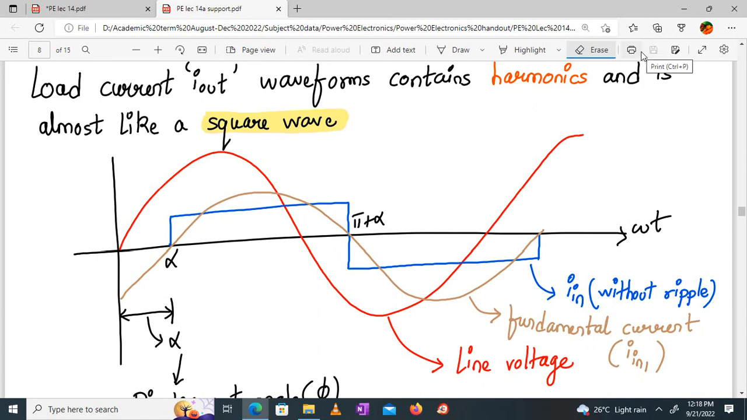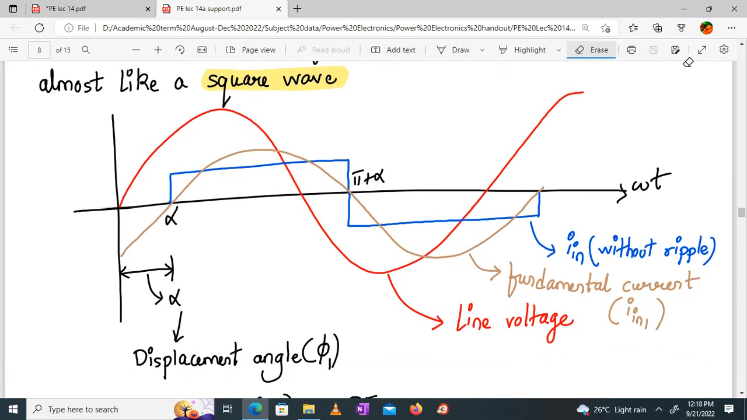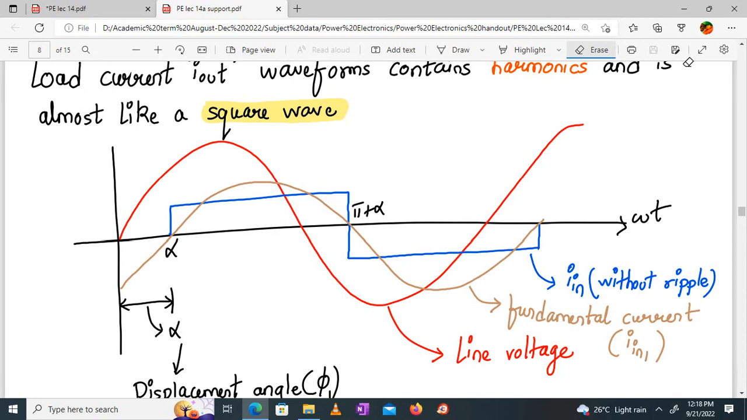What do you mean by displacement factor? Displacement factor is cos alpha. And what is alpha? We know, it is the firing angle. Do alpha and phi are the same? Yes, because we are delaying now. So alpha can be less or more? Yes. So this also will be shifting left and right, because we decide now what alpha should be. So there is a phase difference and there are harmonics.